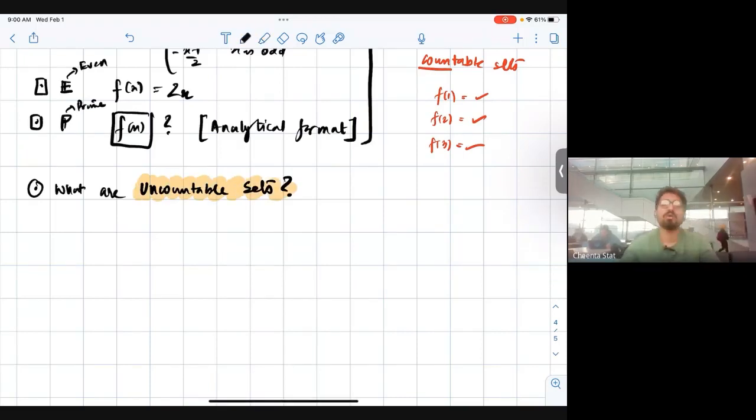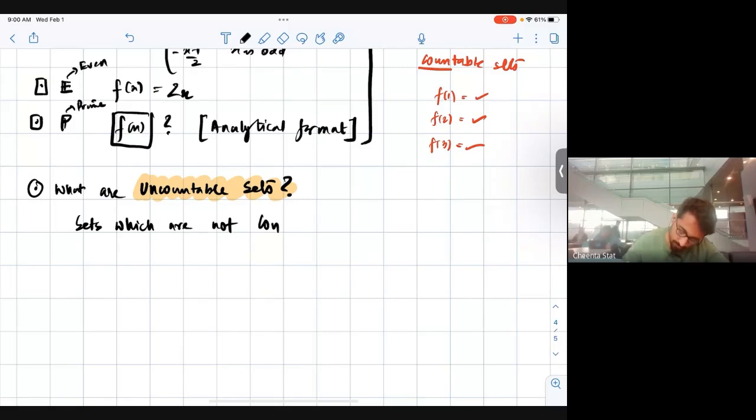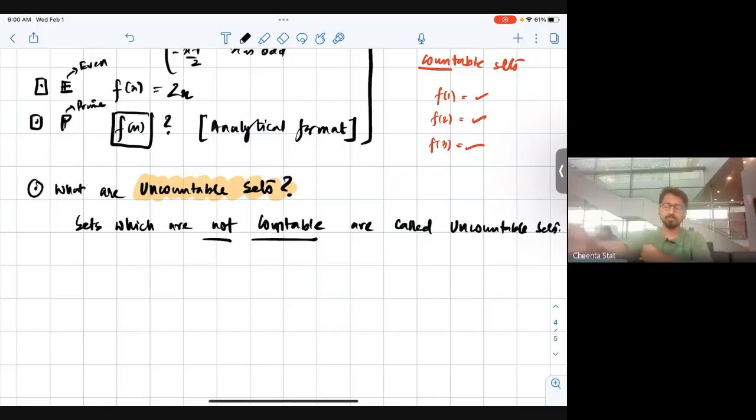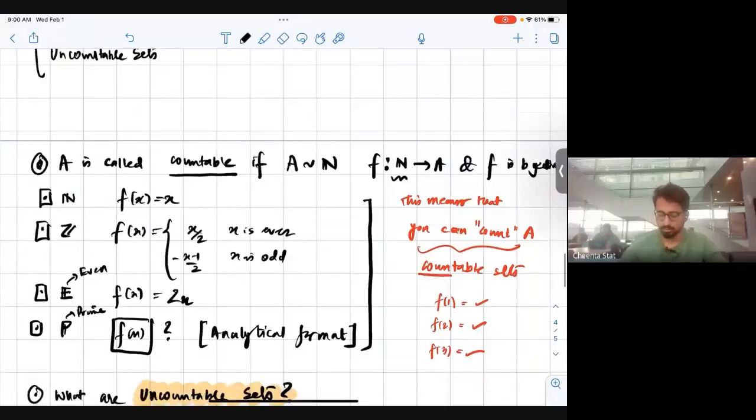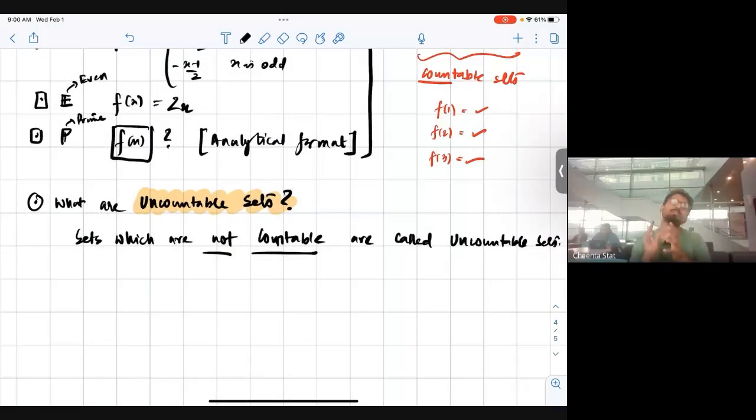The sets you cannot count. That means sets which are not countable are uncountable sets. That means you cannot count like 1, 2, 3, 4. There's not a sequential format. Okay. So you will see countable sets have a very good relationship to sequences.